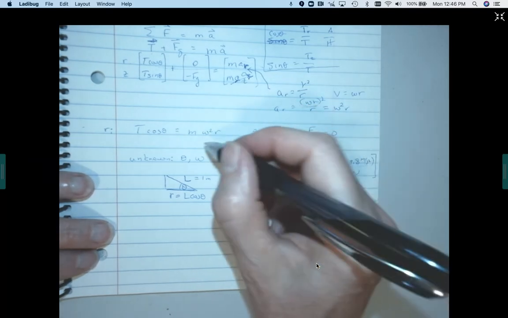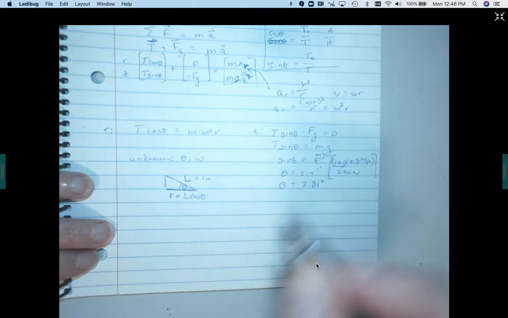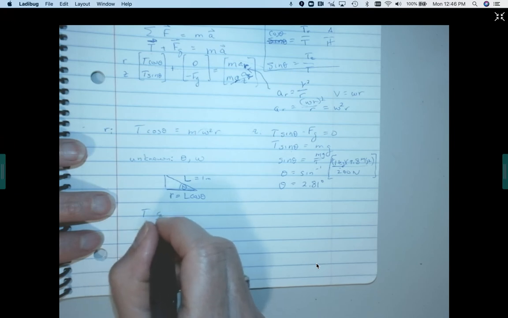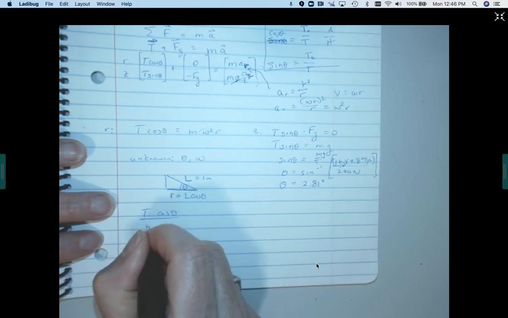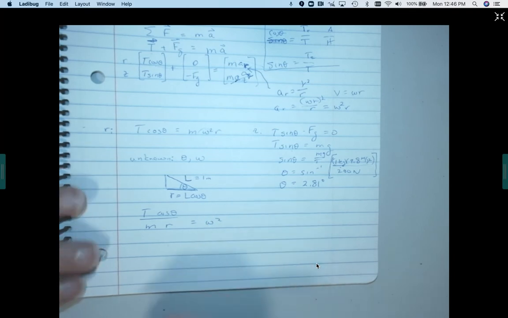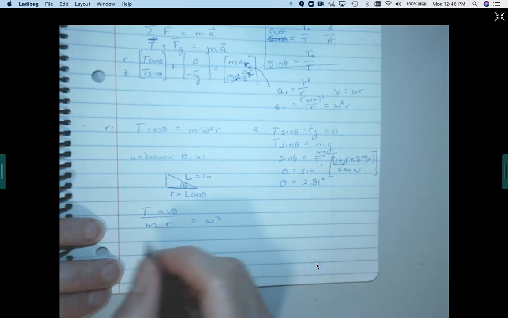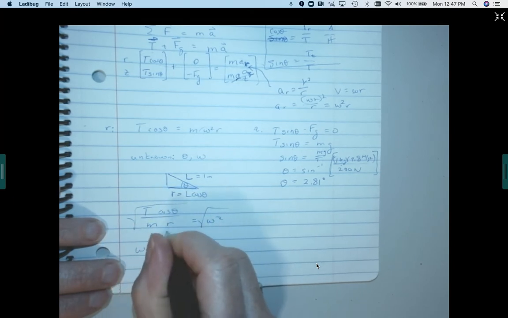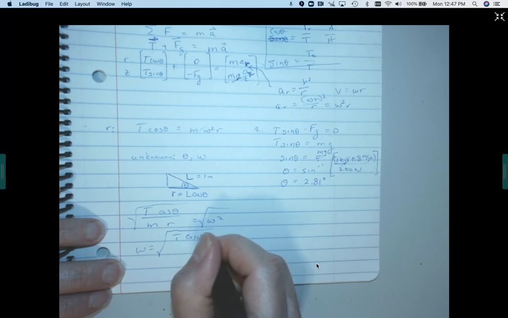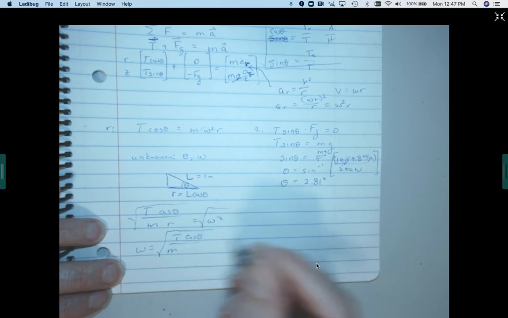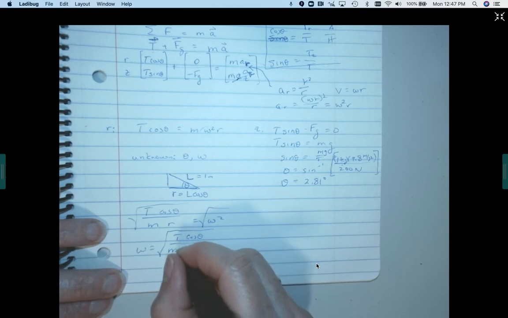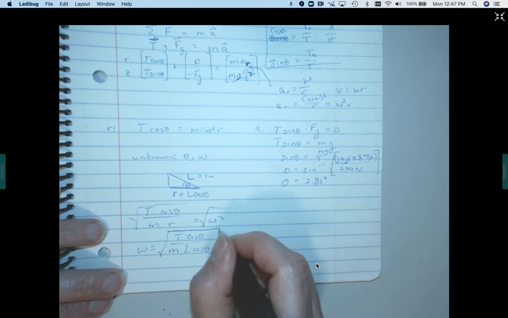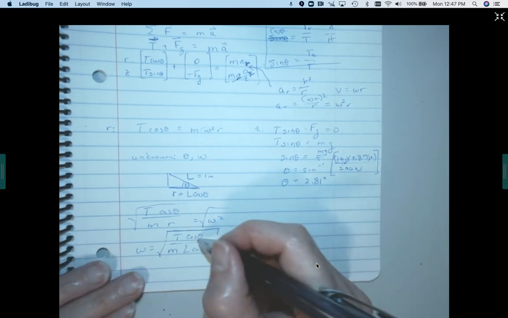Okay, so now we can bring our r equation down and solve for omega. So if we get omega by itself, we have T cos theta, and we're going to have to divide through by m and r, and that would leave omega squared on the right side. And then we can take the square root and swap our sides. So omega equals the square root of T cos theta. I'm going to squish things in here just so I can stay on this page. Remember, r we said was L cos theta. Okay, so that actually goes away.